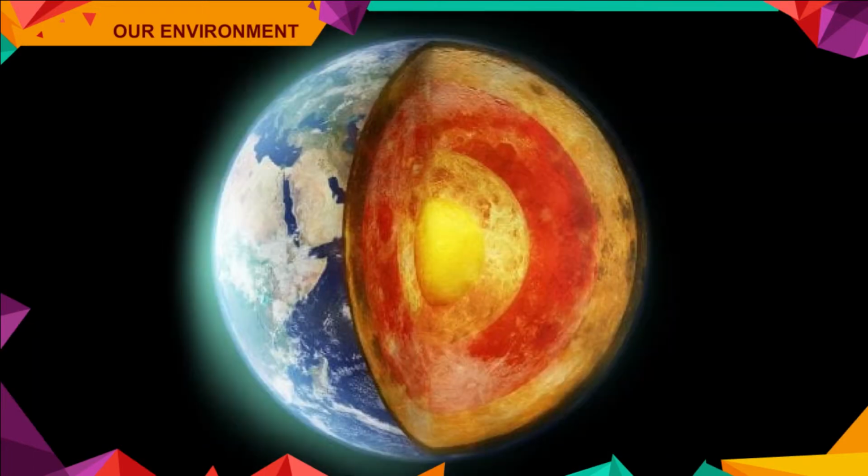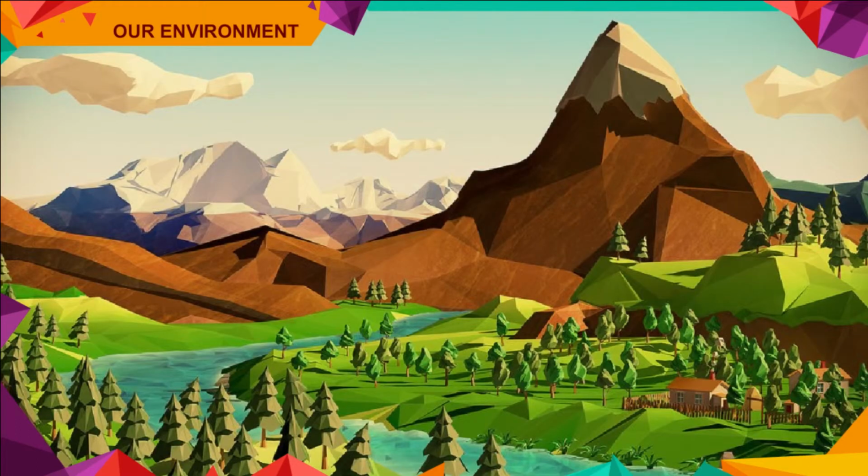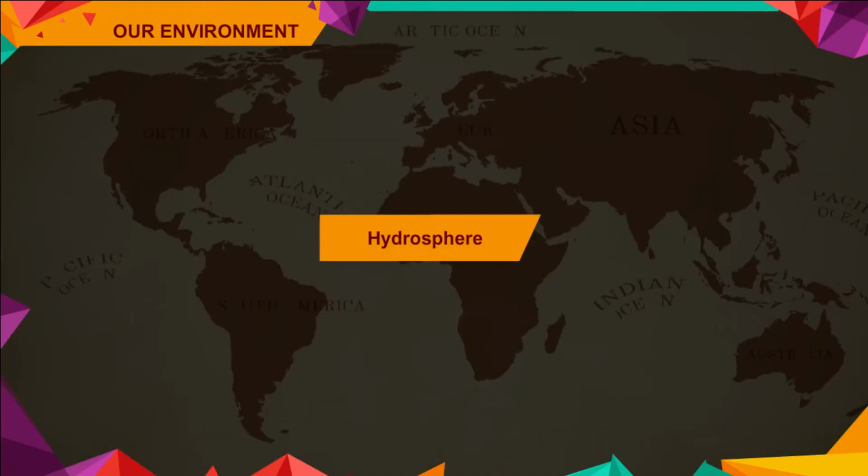Lithosphere. It is the layer of Earth which consists of rock material. The uppermost layer of lithosphere is known as crust, which consists of a variety of rocks. Lithosphere is very important for us because it provides us land to live on and soil for the growth of plants. Most of the human activities are confined to this domain of the environment.